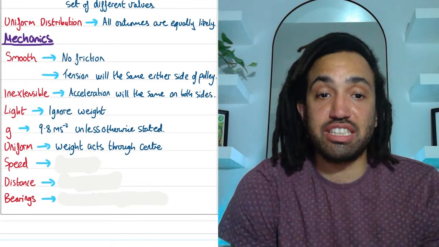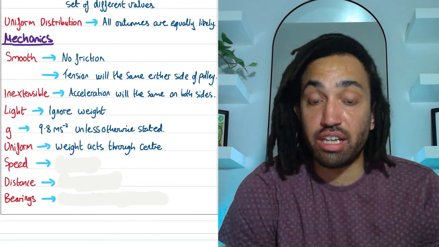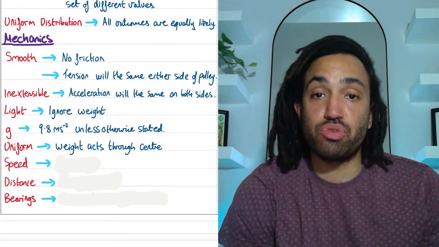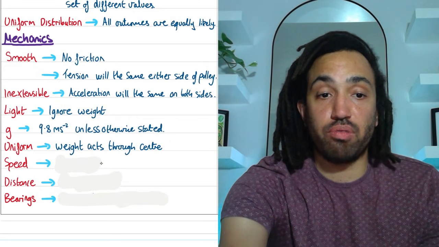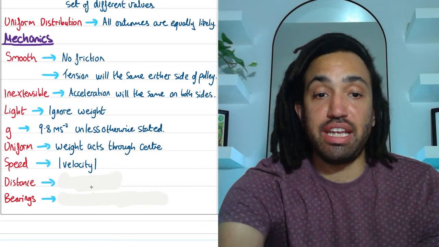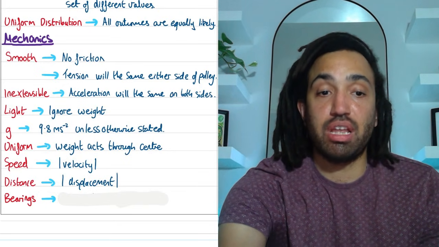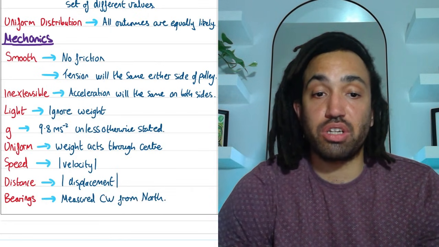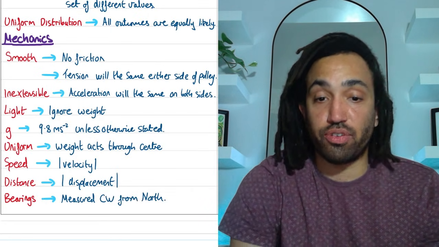Uniform, in mechanics, this means that weight acts through the center. So you often see this on moments questions where you have a rod, and it means you draw the weight directly in the middle of the rod. Speed is the magnitude of velocity. Distance is the magnitude of displacement, and bearings are measured clockwise from north.